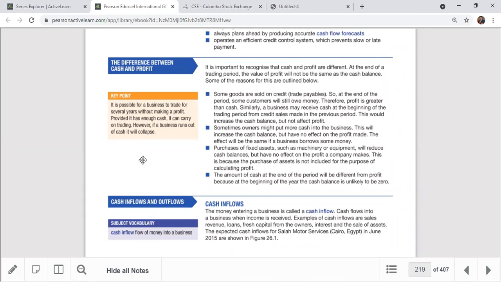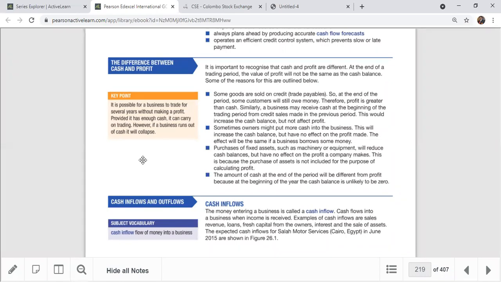Sometimes owners might put more cash into the business. This will increase the cash balance but have no effect on the profit made. The effect will be the same if a business borrows some money. Purchases of fixed assets such as machinery or equipment will reduce the cash balance but have no effect on the profit the company makes. This is because the purchase of assets is not included for the purpose of calculating profit. The amount of cash at the end of the period will be different from profit because at the beginning of the year, the cash balance is unlikely to be zero. Okay, thank you. Very good.